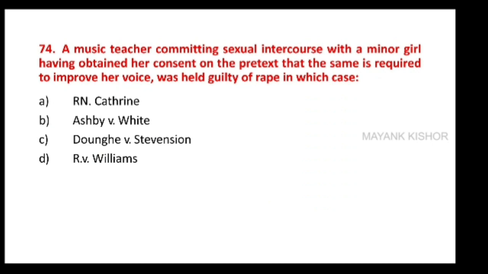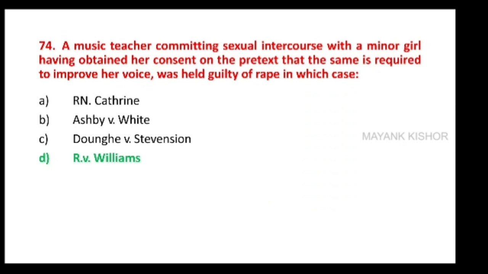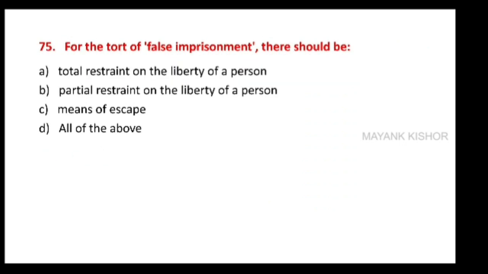Option C, Dongue versus Stevenson. And the option D is R versus Williams. And the correct answer is option D, R versus Williams. And next question, question number 75.